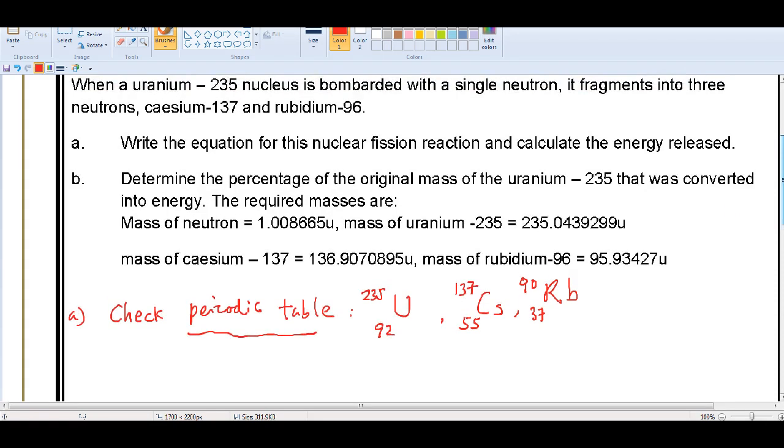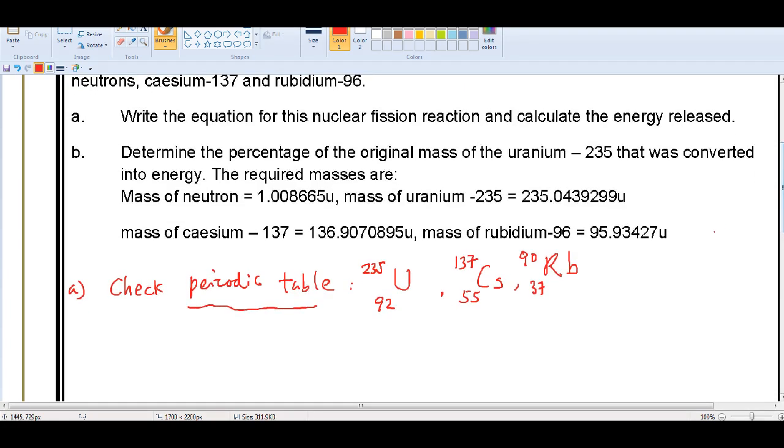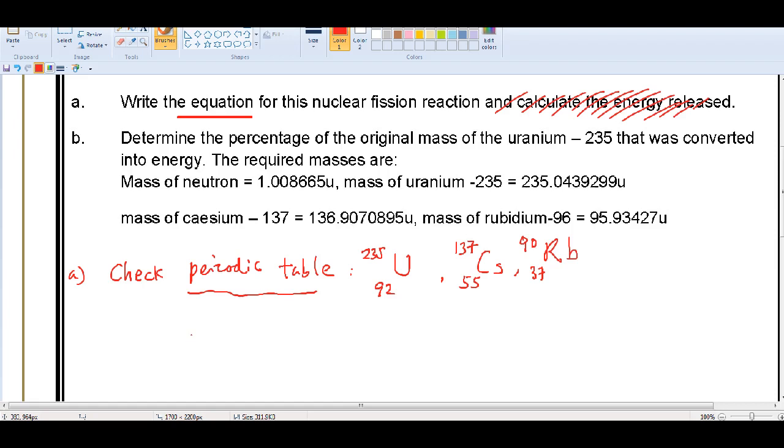All right, so you got 3 isotopes, and then you could write the equation of nuclear fission. For part A, actually we don't need to calculate the energy release. So just close this out, because we are going to do that in part B. All right, so let's write the equation.